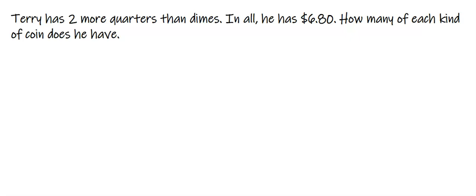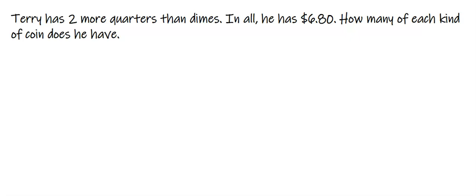In order to solve this problem, we'll have to make 2 equations. The first one represents the amount of quarters we have. And the second one represents the total value of the quarters and dimes.